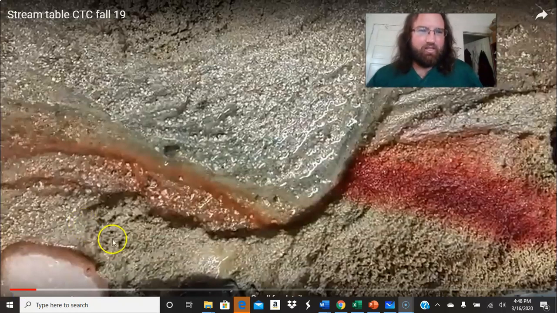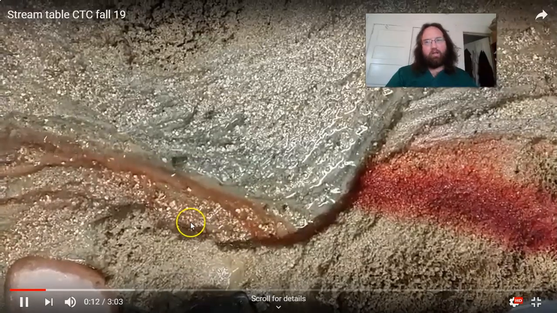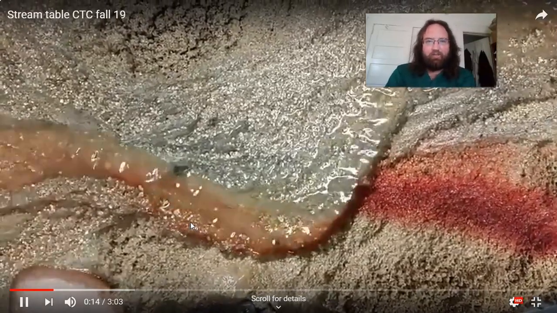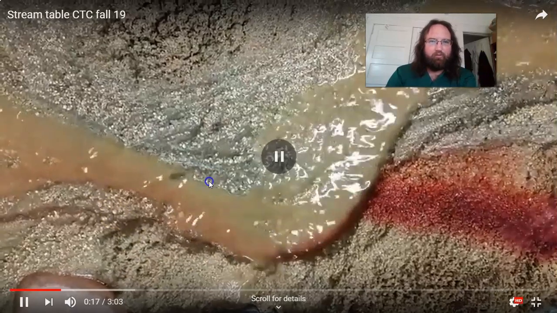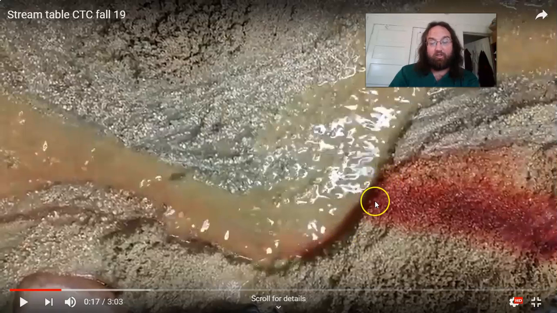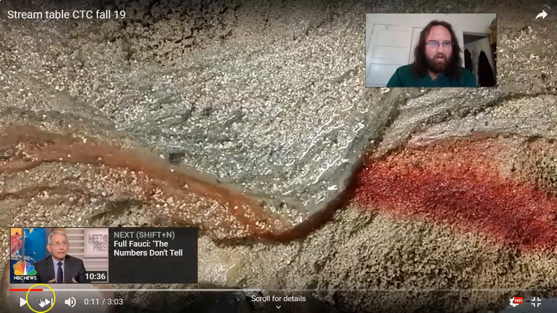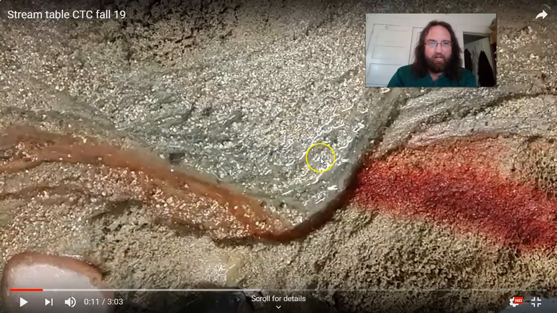What we're looking at here is a stream table we built in fall of 2019. I want to watch as the flow goes. This is basically just a giant sandbox. Now watch what happens as the water increases. So first, before we go full on, let me cut it right at the moment. You can see beautifully on this side of the screen, we have a very distinctive cut bank on the outside. This is generally a steeper face. On the inside here, we have this deposit, this classic point bar deposit.